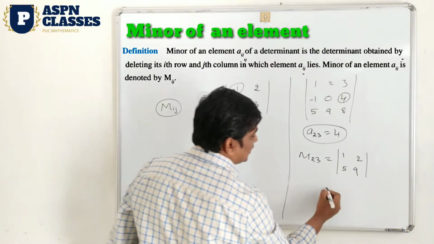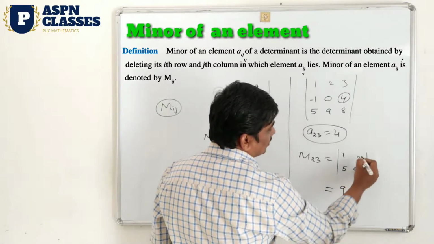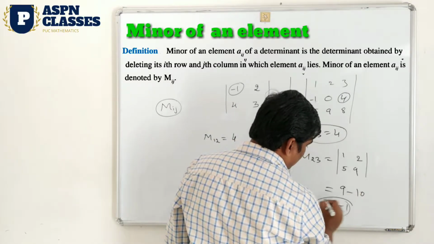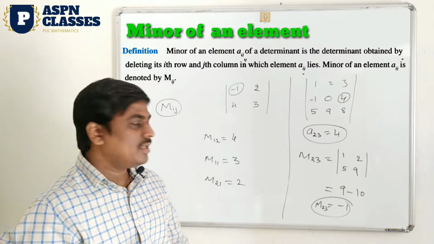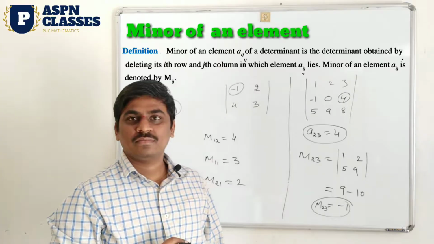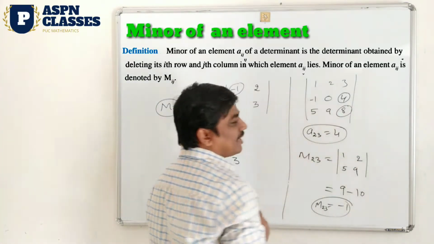Now you have to find the value of this determinant. What is the answer? Diagonal elements multiplied: 9 minus 5 into 2, which is 10. So 9 minus 10 is -1. So this is your M23, the minor of element a23. The answer is -1. That is clear.